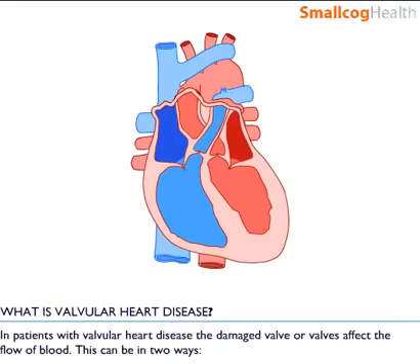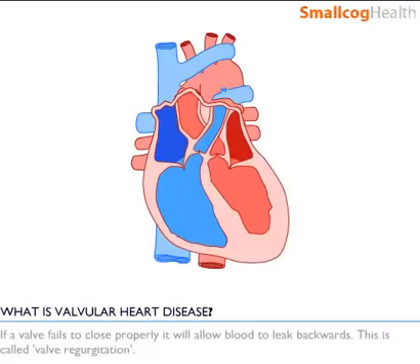In patients with valvular heart disease, the damaged valve or valves affect the flow of blood. This can be in 2 ways. If a valve fails to close properly, it will allow blood to leak backwards. This is called valve regurgitation.